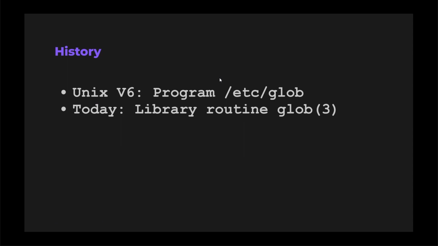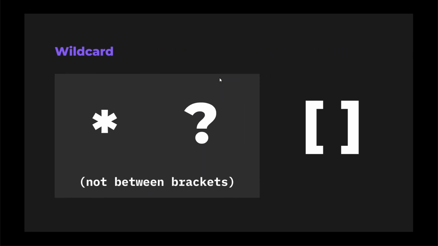Some history here. Globbing in the past, in Unix version 6 more specifically, wasn't actually something you could just use like I'm going to show you. It was a program called GLOB. And today, even though it's kind of incorporated in Bash, I guess, there's still a library routine called glob(3). I don't know what that 3 means, but anyway, that's what I could find in the history of globbing, where it came from.